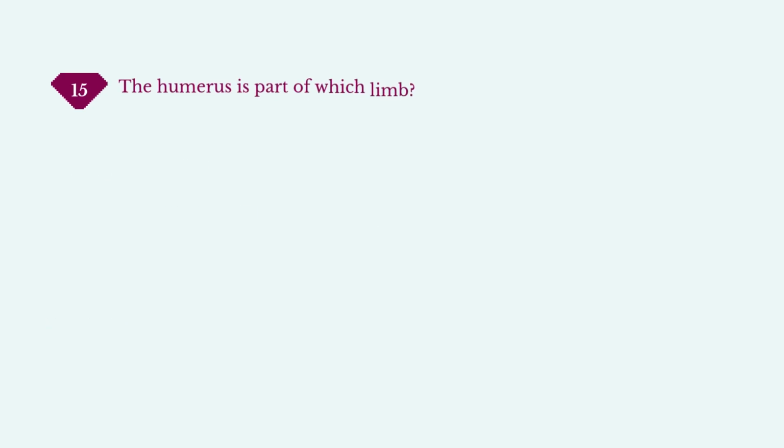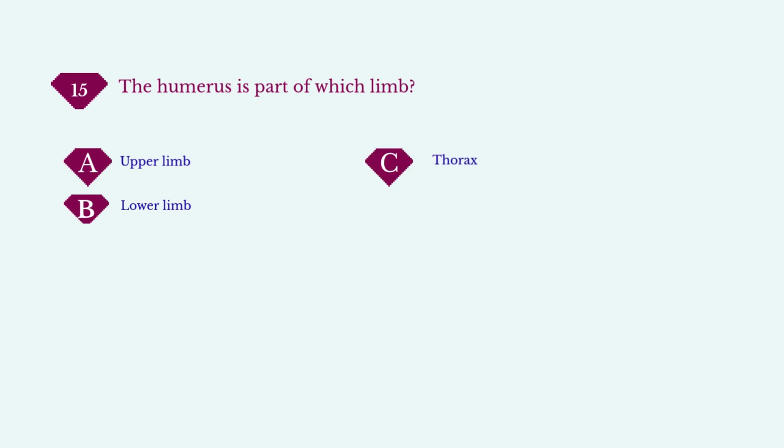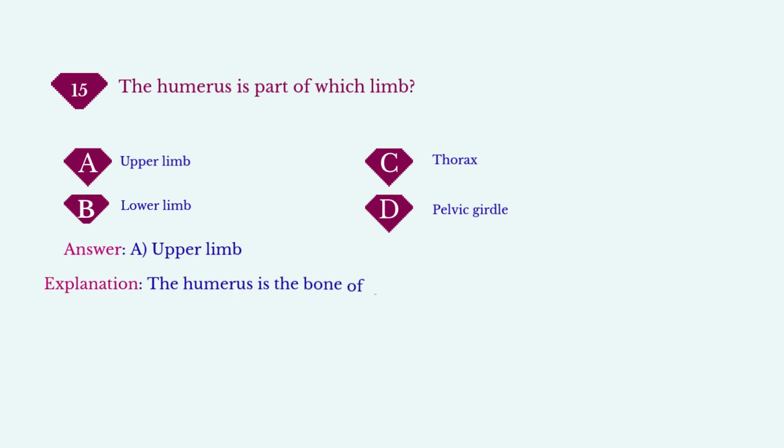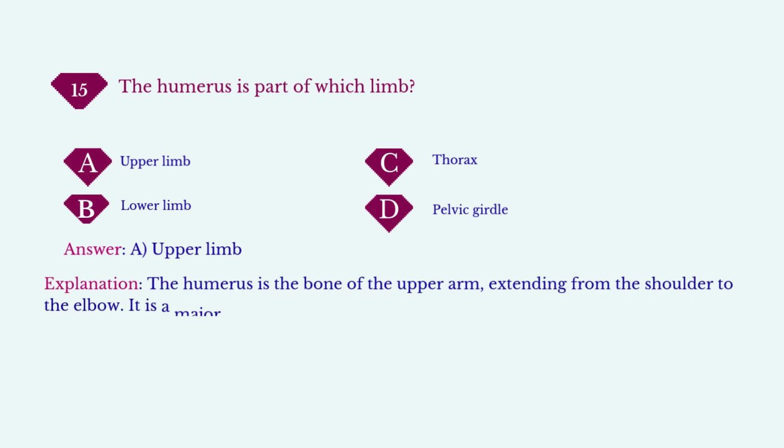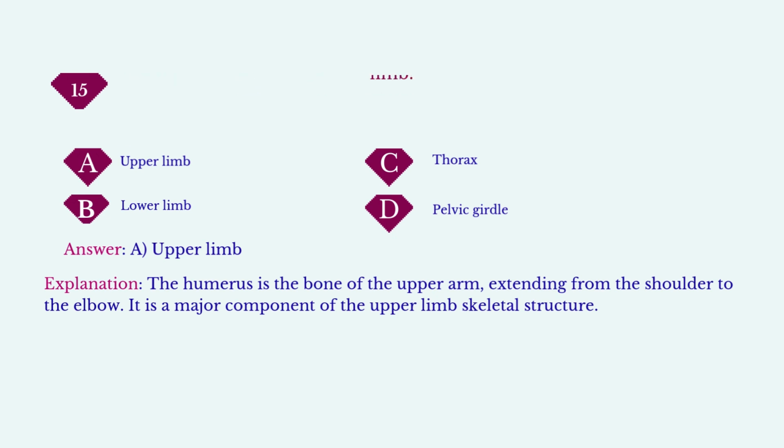The humerus is part of which limb? A. Upper limb. B. Lower limb. C. Thorax. D. Pelvic girdle. Answer: A. Upper limb. Explanation: the humerus is the bone of the upper arm, extending from the shoulder to the elbow. It is a major component of the upper limb skeletal structure.